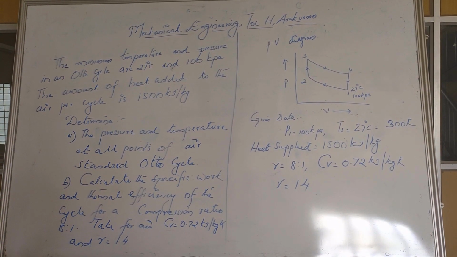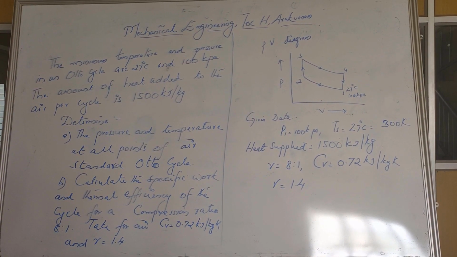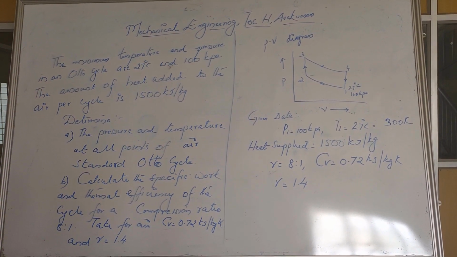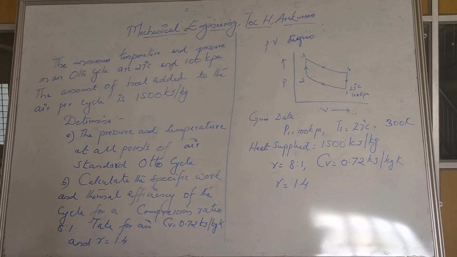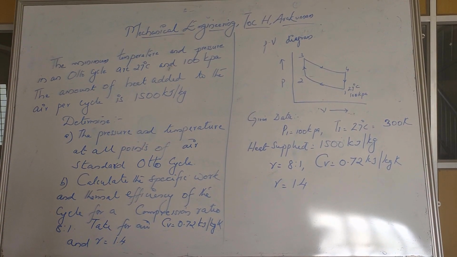Now keep in mind that it is not mandatory that the values of Cv and gamma are given in all the questions. You should know these by heart: the values of Cv, Cp and gamma, and Cp by Cv is gamma, that is 1.4.